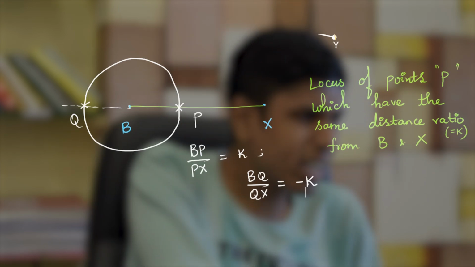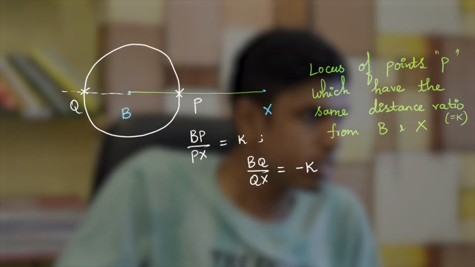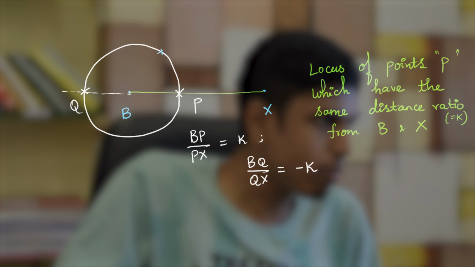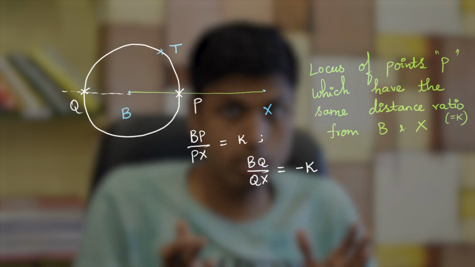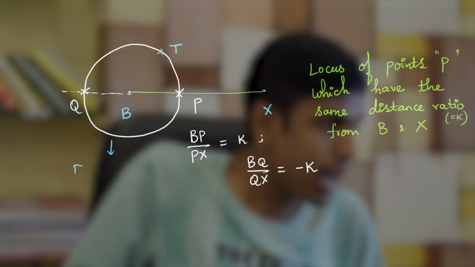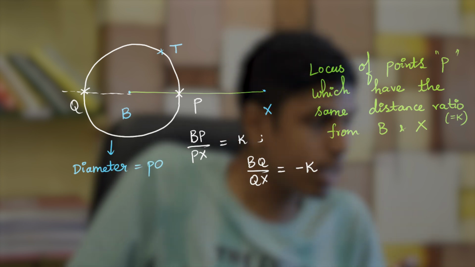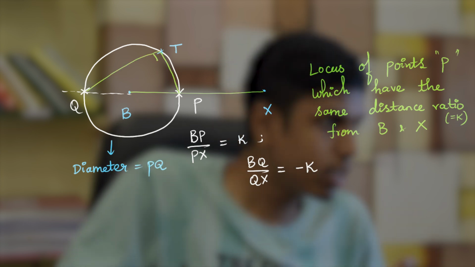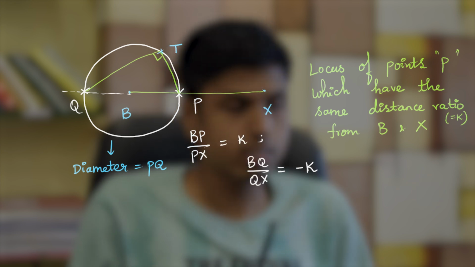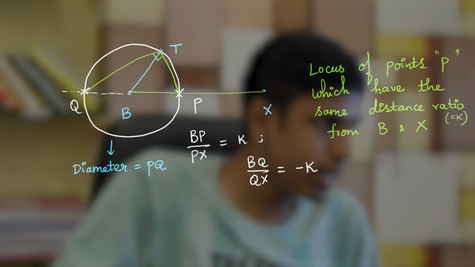And let's quickly see a reason why this is true. Suppose we consider a point T on this circle. Remember, this circle has PQ as its diameter. That's how it is defined. And you can see that angle TPQ is 90 degrees. Now let's join TB and TX.